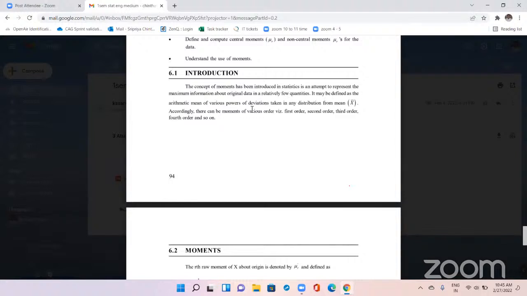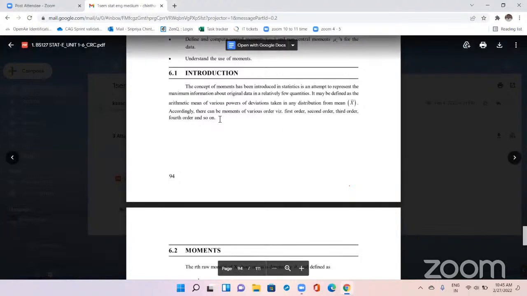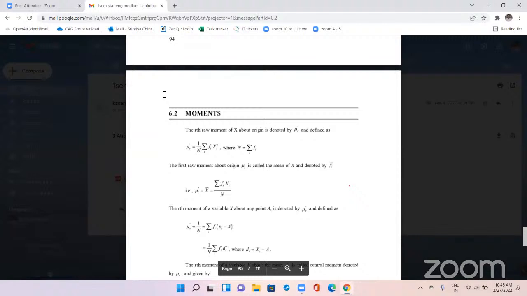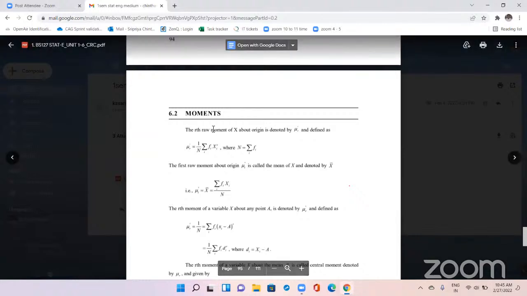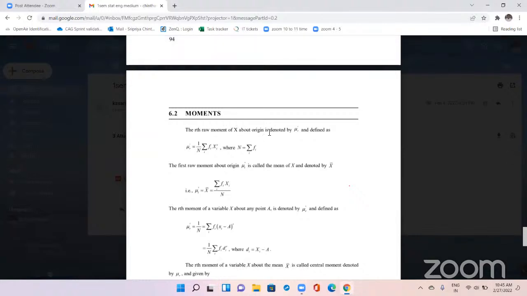It may be defined as the arithmetic mean of various powers of deviations taken in any distribution from the mean x bar. Accordingly, there can be moments of various orders, like first order, second order, third order, fourth order, and so on. The rth raw moment of x variable about origin is denoted by mu r prime. This is usually known as the symbol mu.